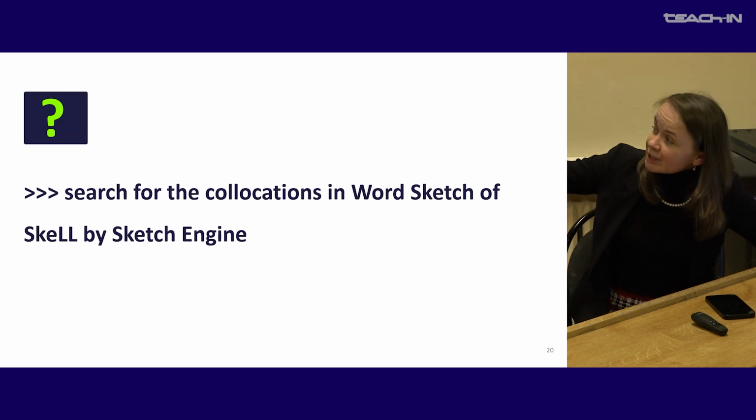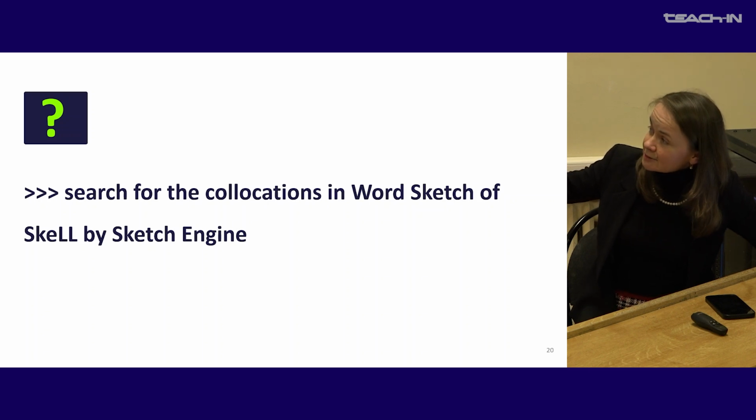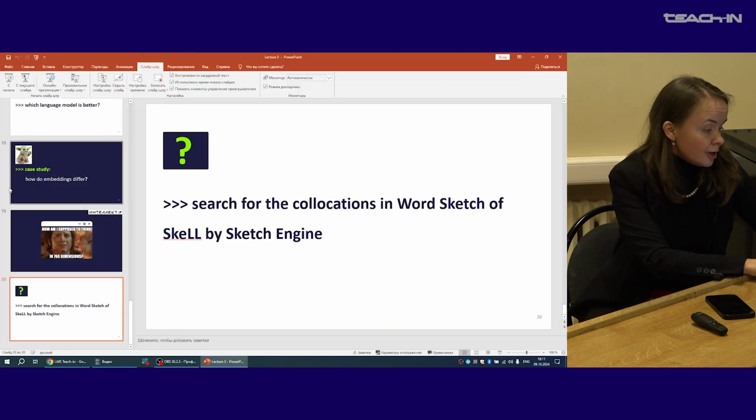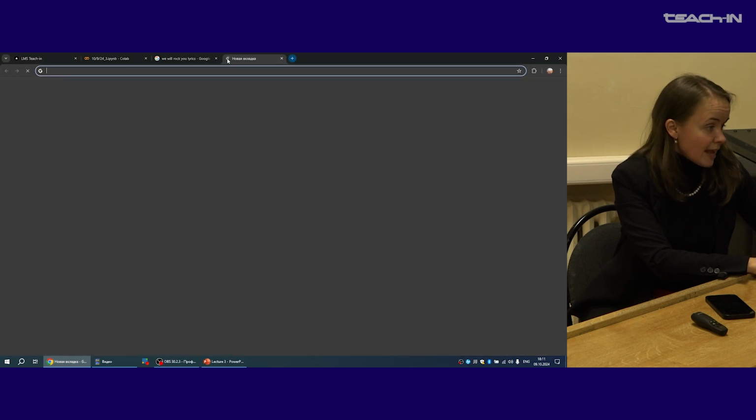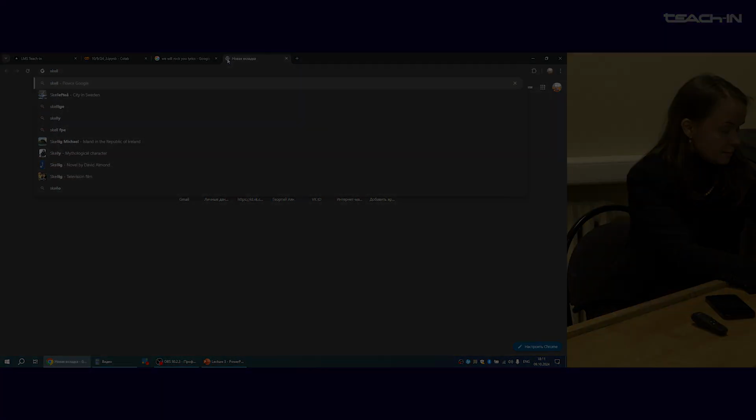So Sketch Engine, it is a corpus manager. It is not free, but we will use just the site created by it, which is called SkELL. And now with the word sketch feature, we will see how we get the results of those vectors. So will you now open the site which is called SkELL?